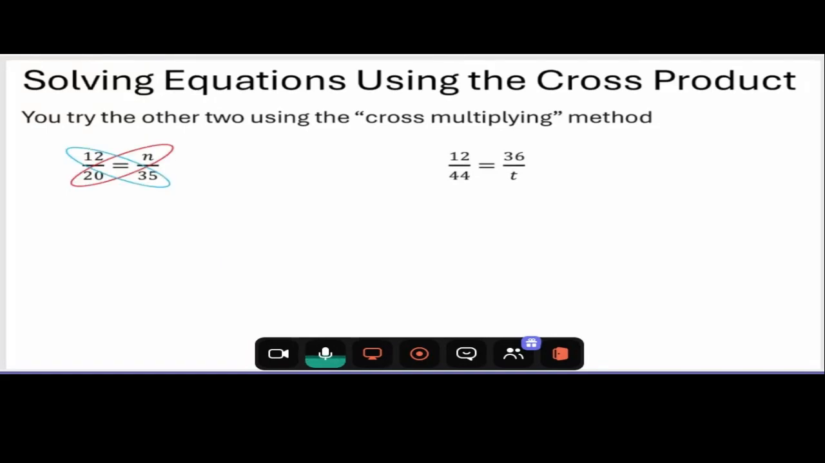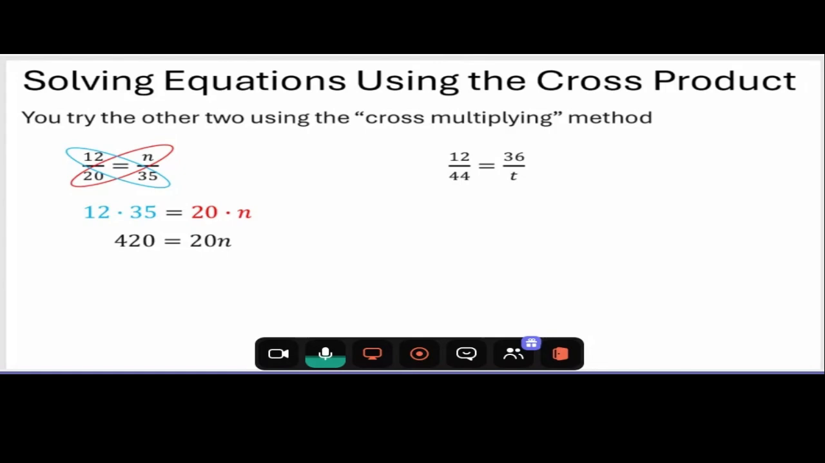We're doing method 1 here, which is the cross multiplying method. So we take those cross products and we make them equal to each other. So 12 times 35 equals 20 times n, in the blue and the red. So 12 times 35 we can work out to 420. By the way, if you reverse the sides, that's totally fine if you have the 20 times n on the left and the 12 times 35 on the right. 20 times n, we would normally just write 20n.